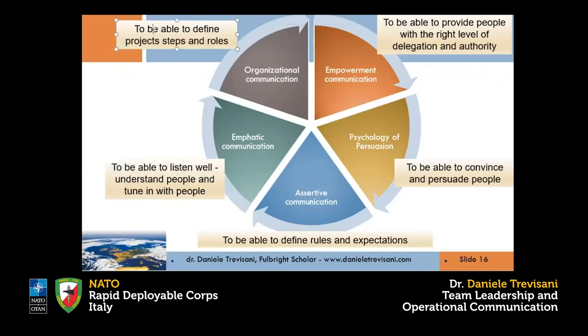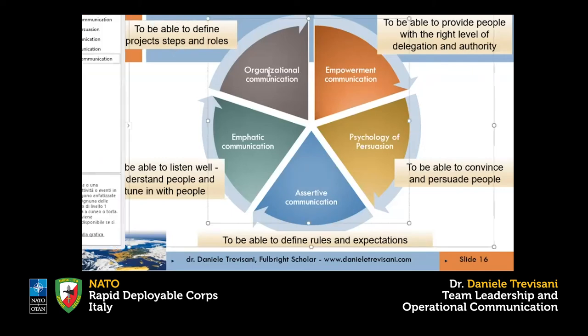Organizational communication is the ability to define projects, steps, and roles. So it's a very practical issue. Empowerment communication, instead, is to be able to provide people with the right level of delegation and authority, okay? This guy here, organizational, has the problem of a project. Here, the problem is to empower people, to let them feel that they have power, they're not powerless.